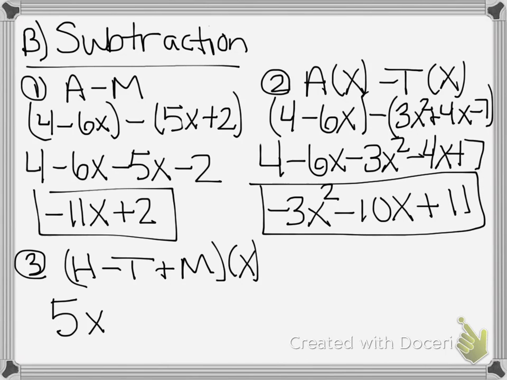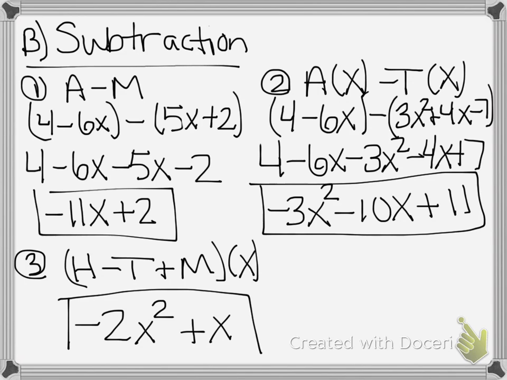5x. That's not the right problem. Sorry, got a little ahead of myself. Let's try this again. You should have gotten negative 2x squared plus x. Everything else cancels out. The negative 9 plus 7 and plus 2 will all cancel out. So, any questions on subtraction?